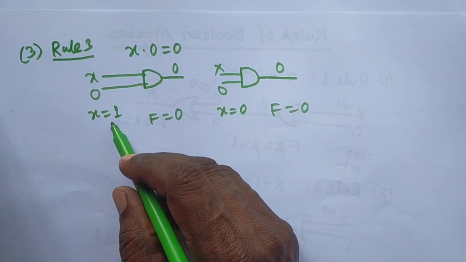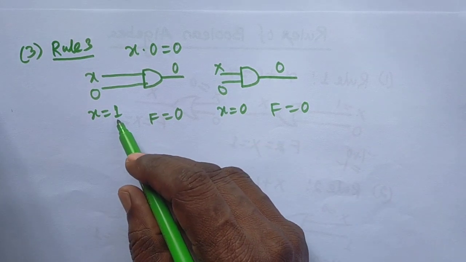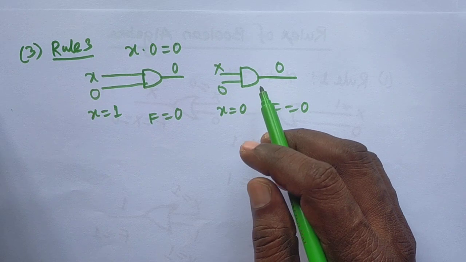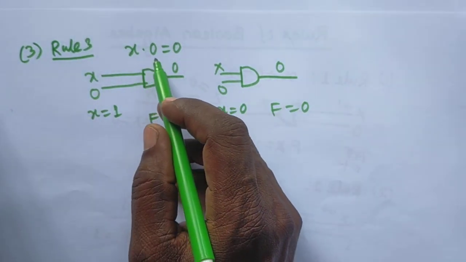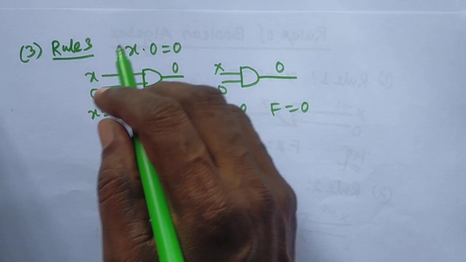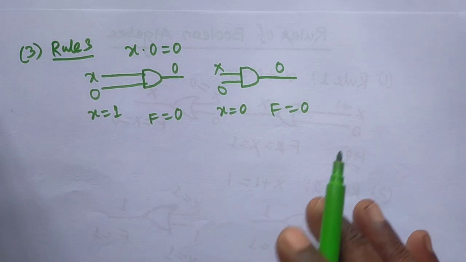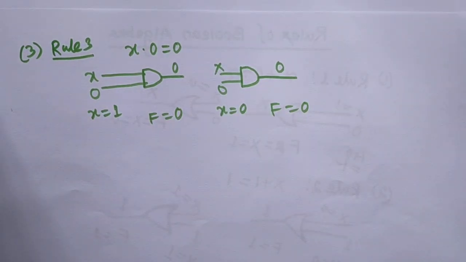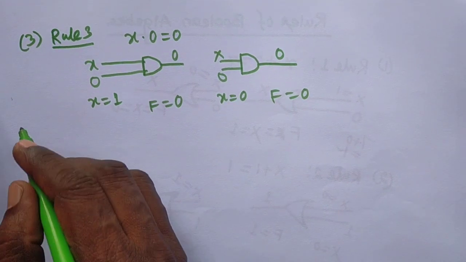So whatever the value of x, 1 or 0, there is no effect on this particular operation, that is x dot 0 is equal to 0. If at least one input is 0, the whole product will definitely be 0. Okay. So it is true, whatever the value of x we take, the result will be 0, the functional value will be 0. In this way, we consider this AND gate.